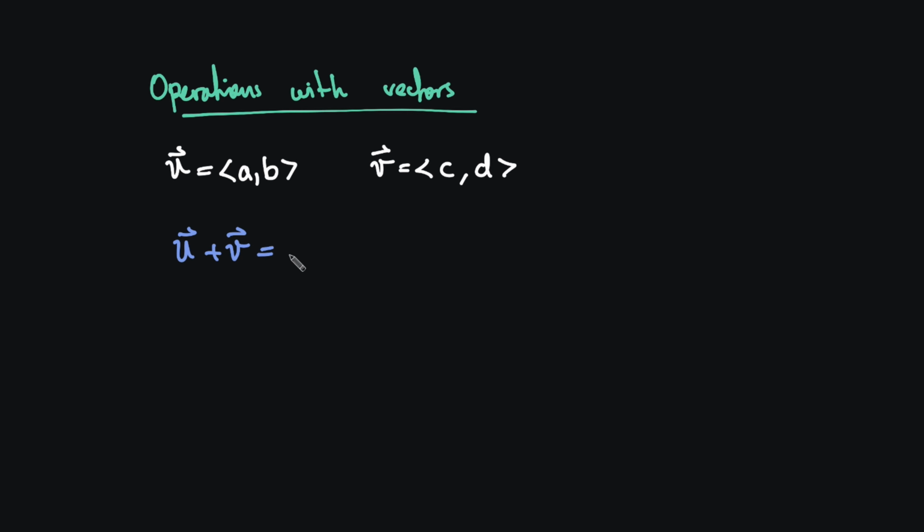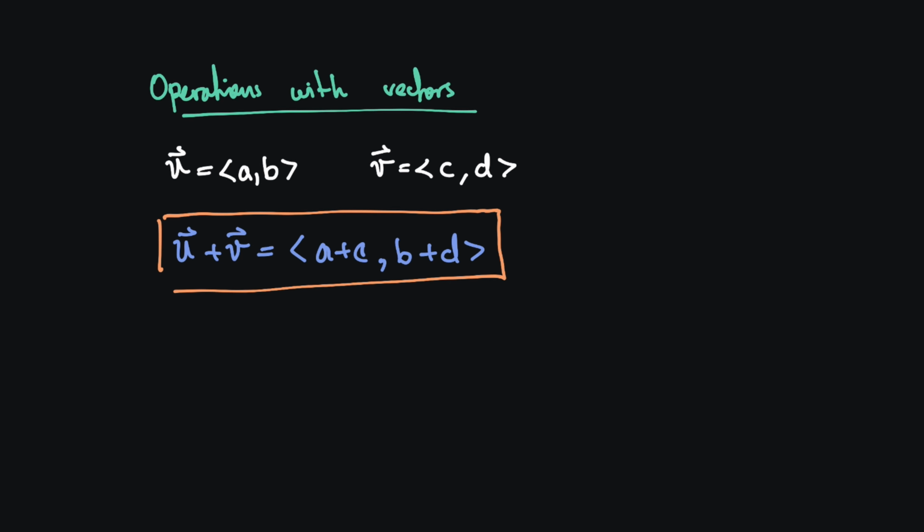That means I will add the horizontal component of both, A plus C, and I'm going to add the vertical component, B plus D. Doing this, I will get a new vector, right? The vector defined by U plus V.